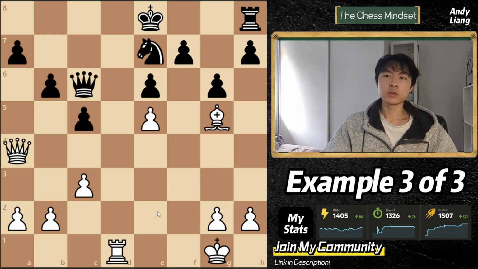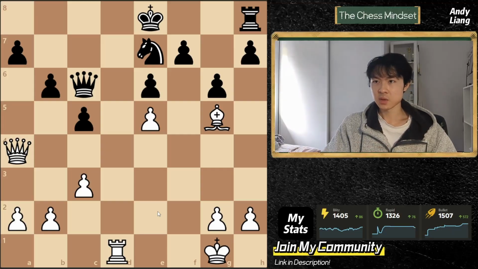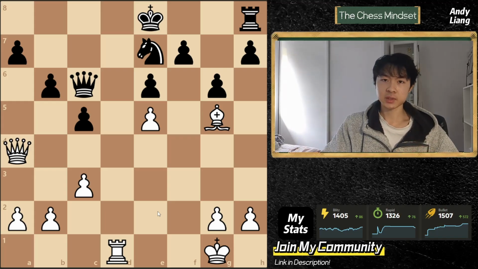Okay, now we're going to move on to our third and final example. Now this one's going to be a little bit tricky, but just bear with me because I will explain everything at the end. But if you want to have a go at this yourself, it's going to be white to move. Find the winning tactic in this position for white.